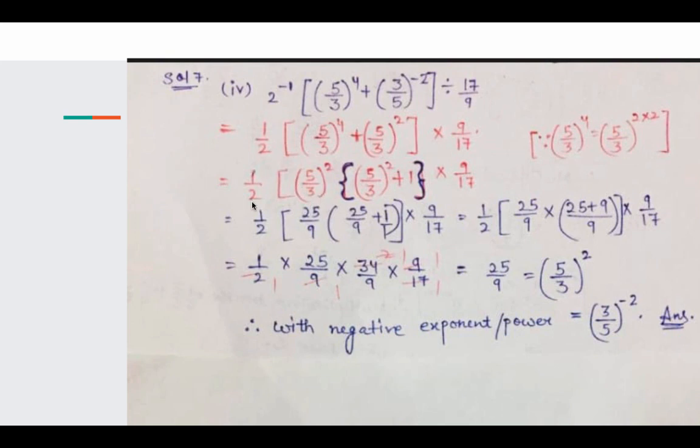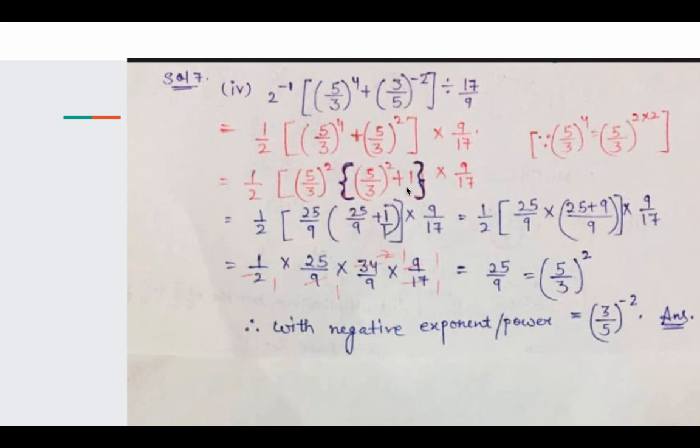See, 1 by 2 as it is, square bracket. 5 by 3 whole square I have taken common. So from here what is left? See, 5 by 3 whole raised to power 2, if 1 is taken, then only 1 is left. So 5 by 3 whole raised to power 2 will be left from the first value plus here common as it is. So plus 1 is only left.